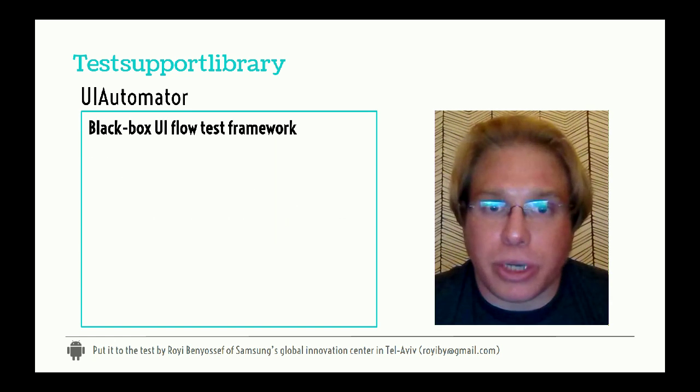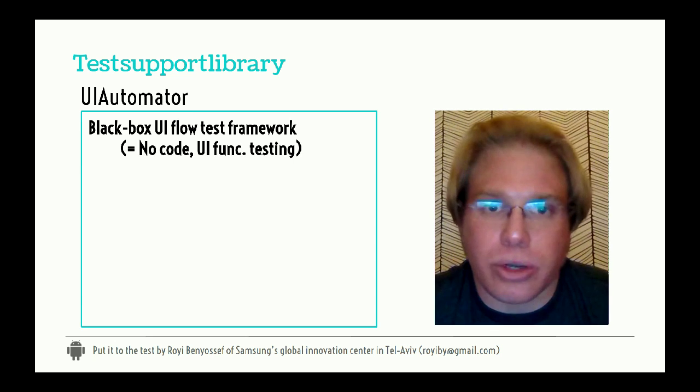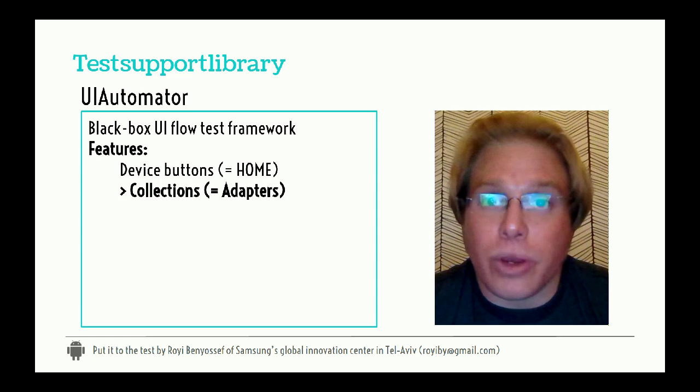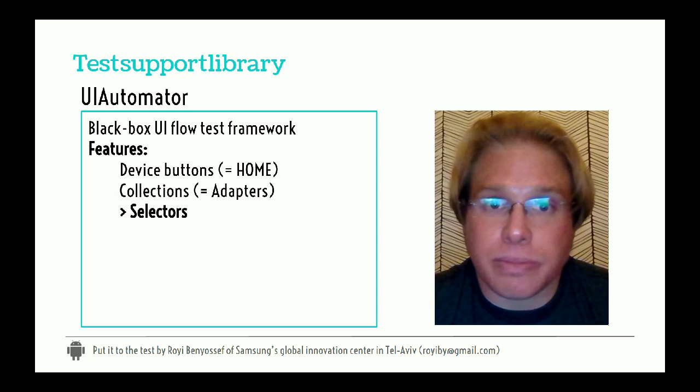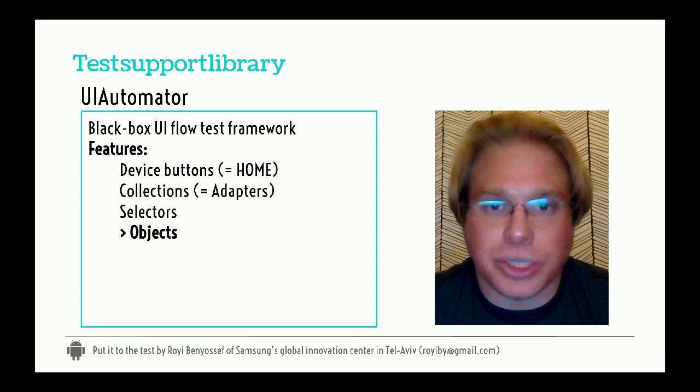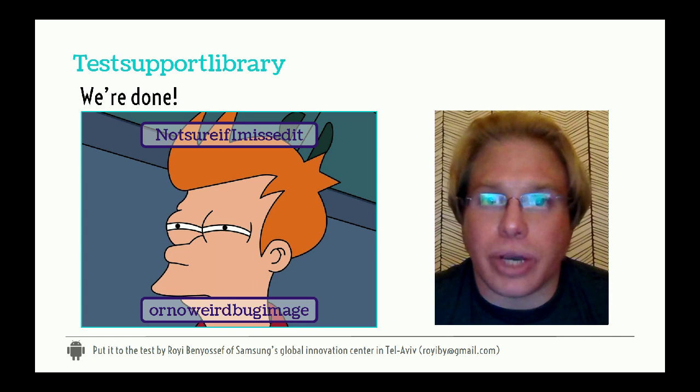The last piece of the puzzle is the UI Automator, which is the black box UI testing, meaning that you can run it on any app, not even yours. Since it is unaware of the app's code, it just moves around on the screen as a user would. And it can perform actions such as using system actions such as the home button, or handle collections such as adapters, perform selections, clicks, and presses, and gather the visible information on the objects which are displayed on the screen. Go ahead, run a test on Gmail. It's fun.